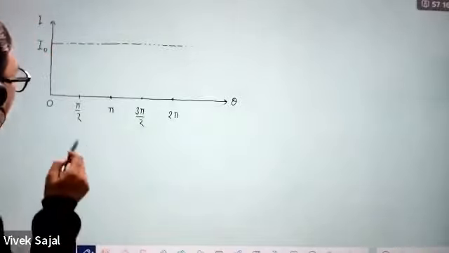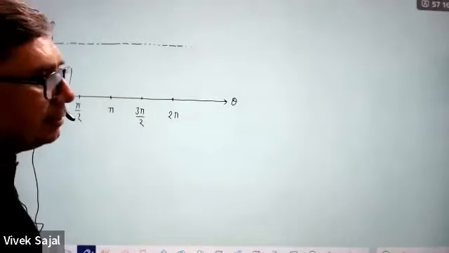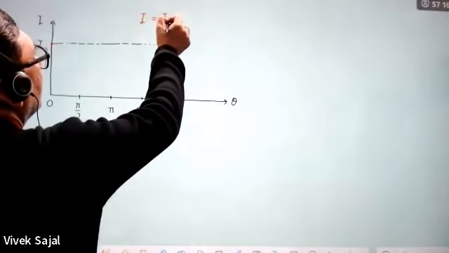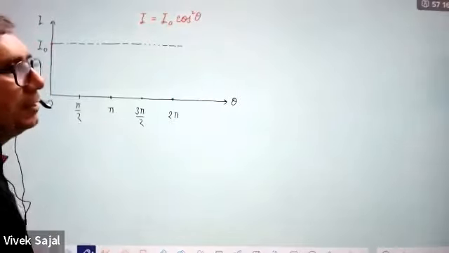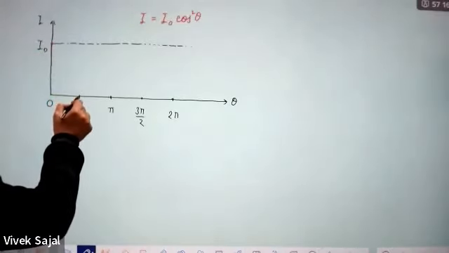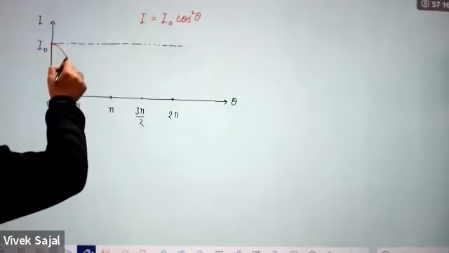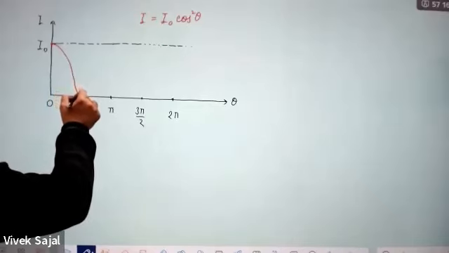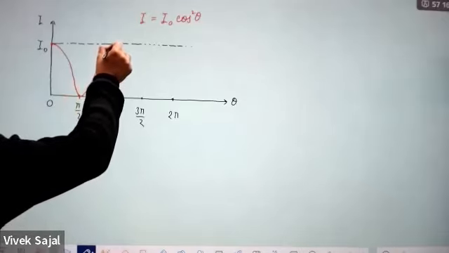Okay. Now, at 0, what was the intensity? Intensity was here. And what is the formula of intensity of the emergent light? The formula is I equals I naught cos square theta. You are going to plot it as a function of theta, so you are actually plotting cos square theta. Here it is maximum, at pi by 2 it is 0, and again here. So you are going to have this type of plot, something like this.